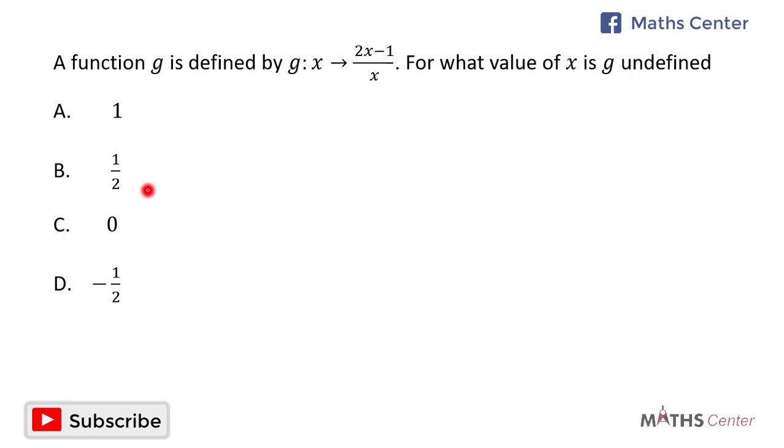the correct option. The question wants us to find the value of x for which the function g will be undefined. When you have a function in the form a divided by b, the function is undefined when the denominator b is equal to 0.